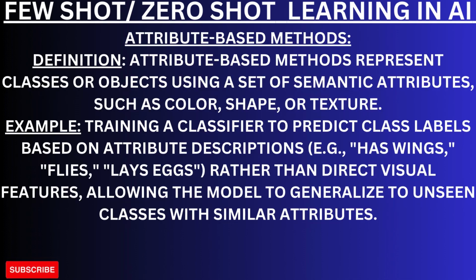Attribute-based methods. Definition. Attribute-based methods represent classes or objects using a set of semantic attributes such as color, shape, or texture. Example: training a classifier to predict class labels based on attribute descriptions, that is, has wings, flies, lays eggs, rather than direct visual features, allowing the model to generalize to unseen classes with similar attributes.